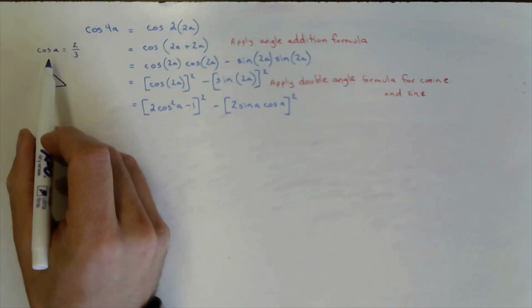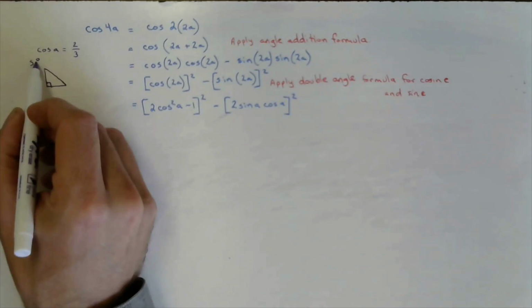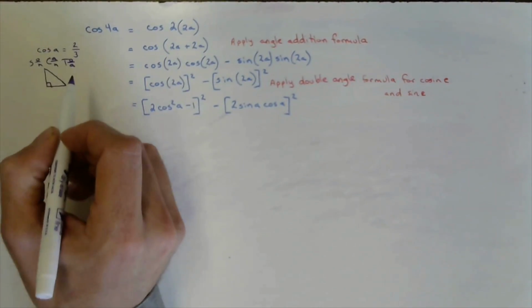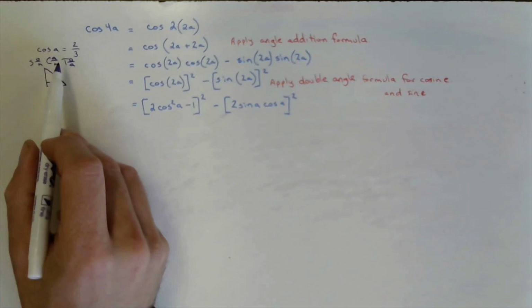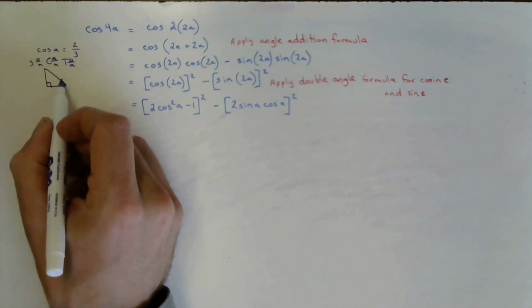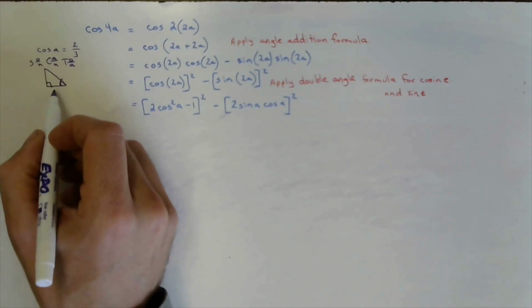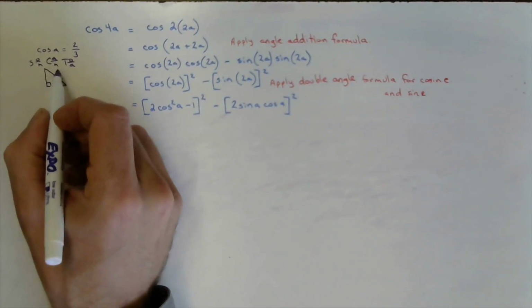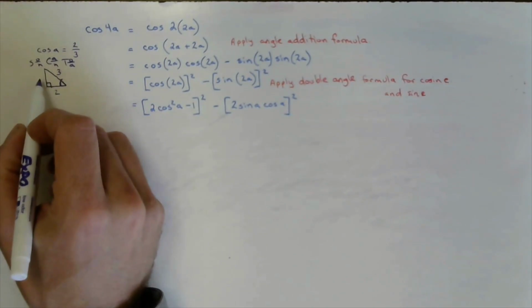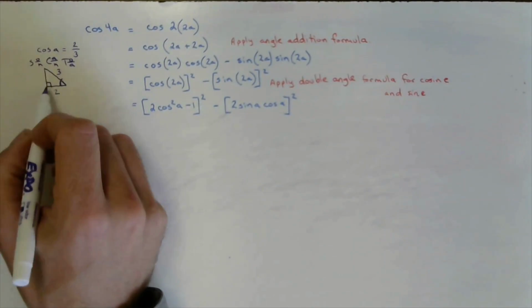Okay, cosine. So, SOH CAH TOA. Cosine is adjacent over hypotenuse. So let's say we're looking from this angle here. We've got the adjacent is 2, hypotenuse is 3. And in order to do sine, we need the opposite side.